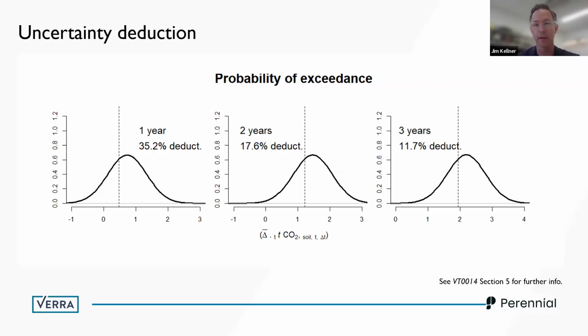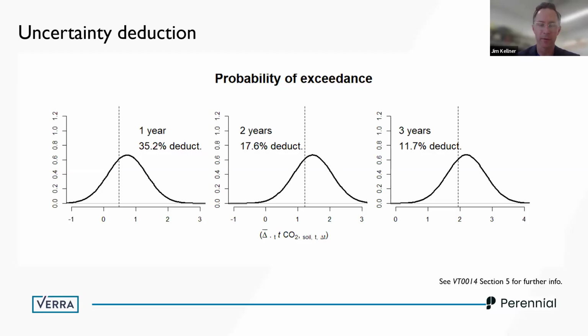This is what's in the appendix to VT14. So you have access to this code. You can reproduce this yourself, or you can just read about how we did it if you don't want to get into the code. And what this is showing you is the kinds of uncertainty deductions that would be expected under this one hypothetical project under a given set of conditions.